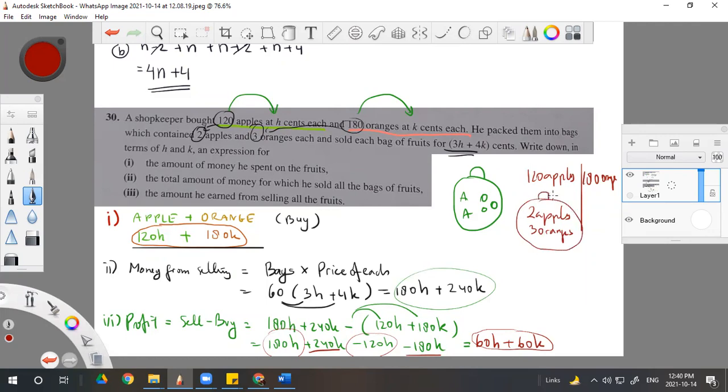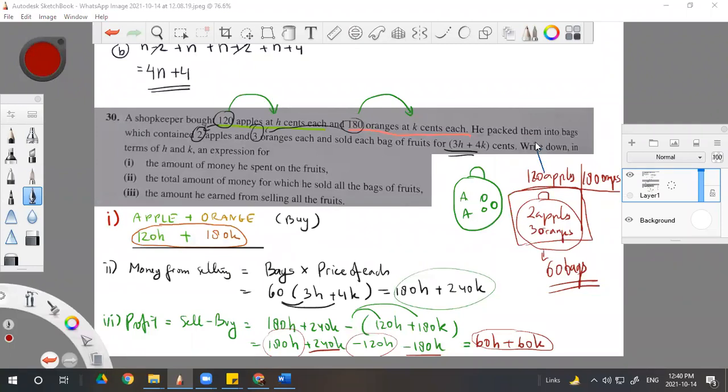Ini satu bag nih, satu tas gitu. Kalau dia punya modal kan awalnya 120 apples and 180 oranges, right? Yeah. Divide aja, dibagi. 60 kan? 120 divided by 2, 60 bags. 180 divided by 3 juga 60 bags. Right? Kan dia mau jualan. Jualnya pasti nggak mungkin satu bag dong, kan dia mau belinya banyak, masa jual cuma satu begini. Ya. Make sense nggak?